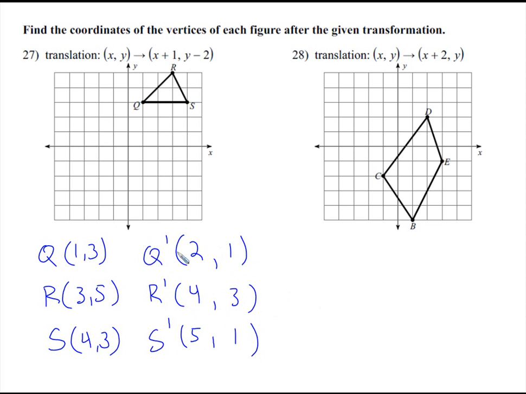If you want to plot the shape, Q is 2, 1. So 2, 1 is right here. There's Q prime. 4, 3 is right here. That's going to be R prime. Then S is 5, 1, right here. S prime. And we have our new translated shape.